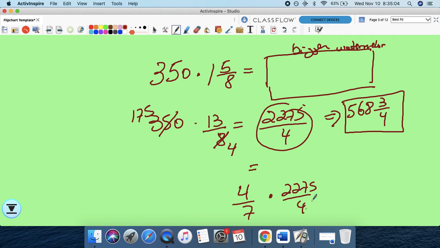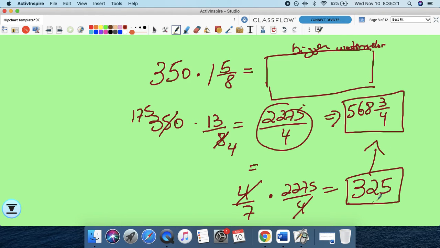I'm going to use that to make candy. So that goes away, and let's see if we can simplify that. 2275 divided by 7. Oh yeah, look at that. It's a nice whole number. So 325 pounds of this watermelon will be used to make candy.